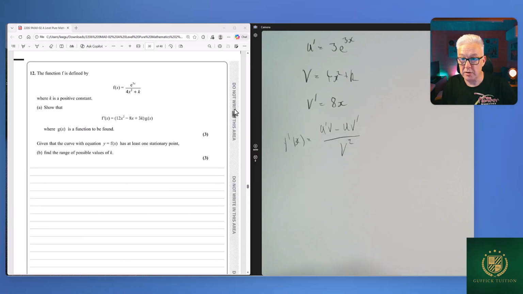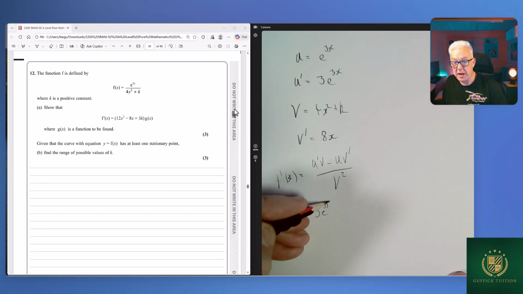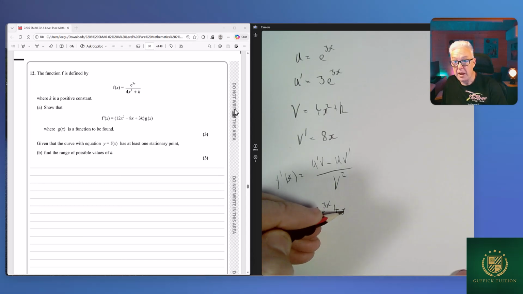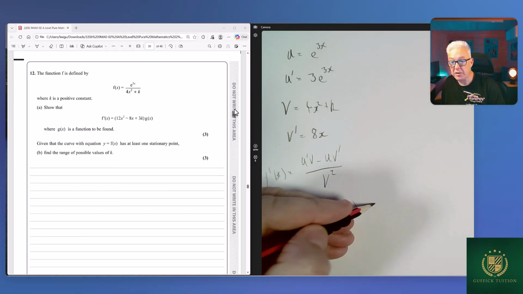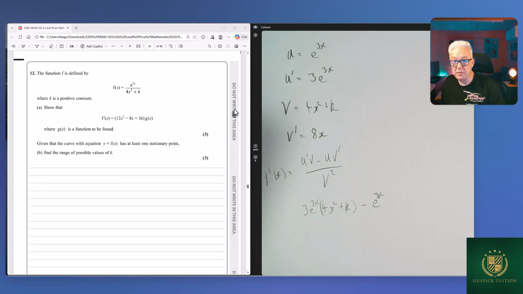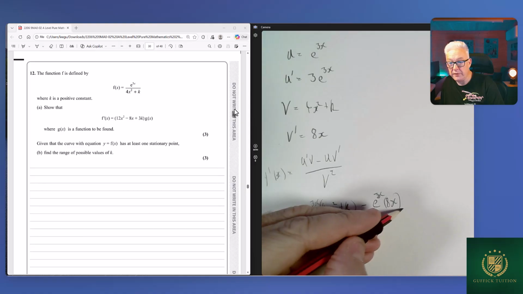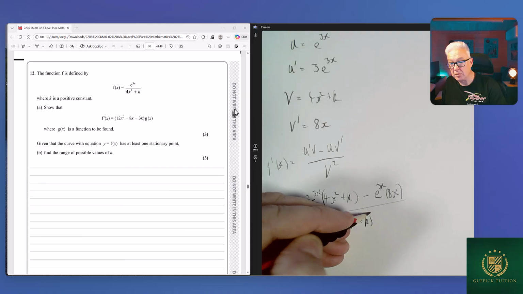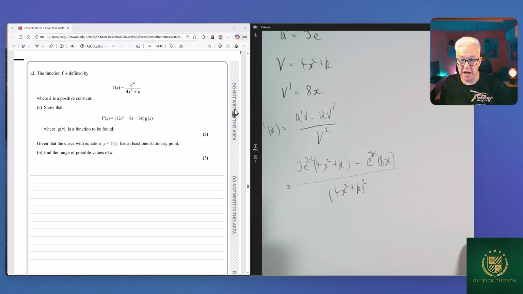Okay, so let's sub in. u dashed is 3e to the 3x, times by v, which is 4x squared add k, and then we're going to take away u, which is e to the 3x, times by v dashed, which is 8x, all over v squared, which is 4x squared add k all squared. So that is our u dashed v minus u v dashed.